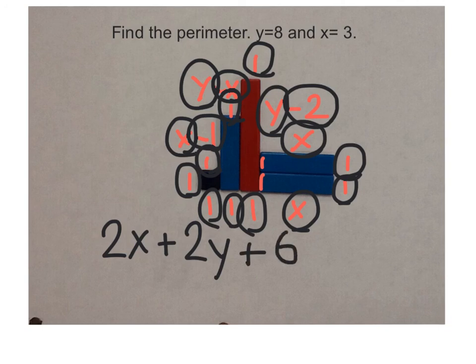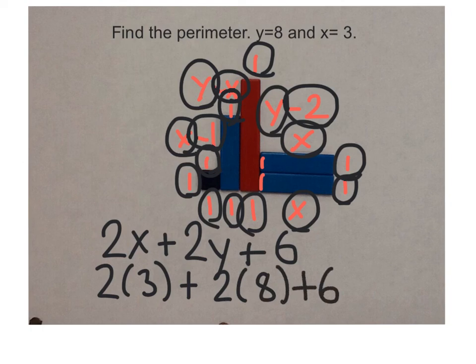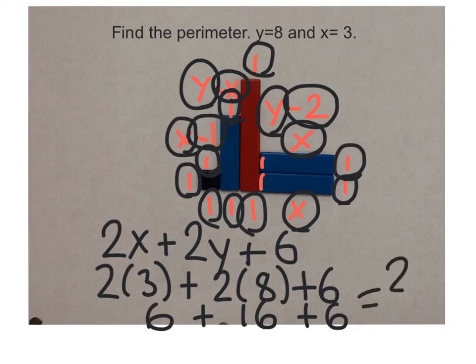Interesting. All right. Now substitute the values. So x equals 3. So we've got 2 times 3. Y equals 8. So that's 2 times 8. And then plus 6. 2 times 3 equals 6. 2 times 8 is 16. So we get 6 plus 16 plus 6. All of that adds up to a total perimeter of 28 units. So how'd you do?